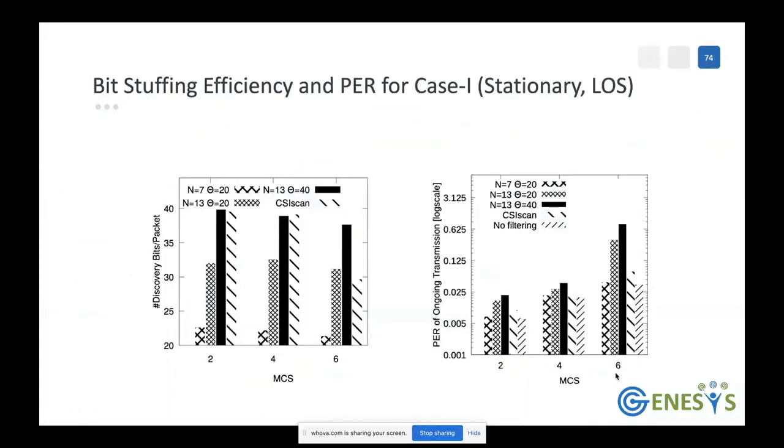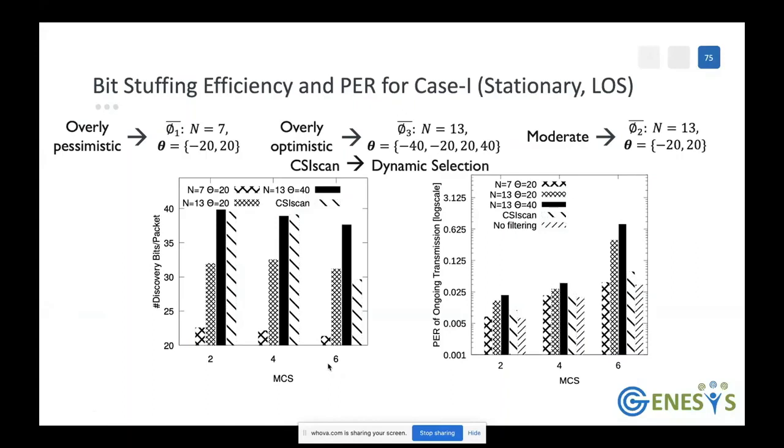Now this is a bit stuffing efficiency plot. On the left-hand side, we compare how many discovery bits were stuffed per packet on average, and on the x-axis we have different MCS rate modulation schemes. We compared different approaches. The first approach is an overly pessimistic approach, always using the low value of n and theta. Another is an overly optimistic approach, always going with the high value of n and theta. Moderate is like the moderate value, and CSIscan basically dynamically selects the optimum value of n and theta.